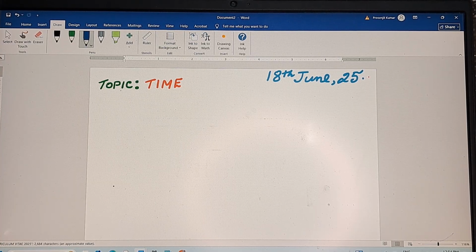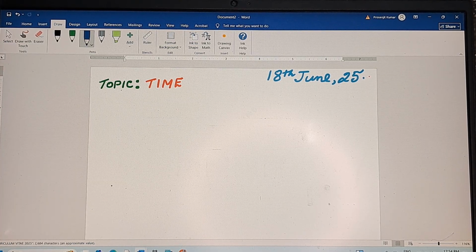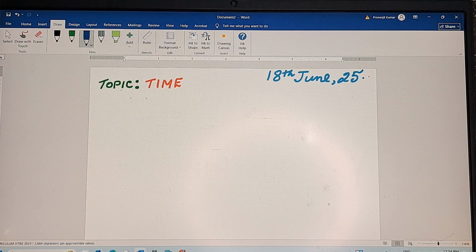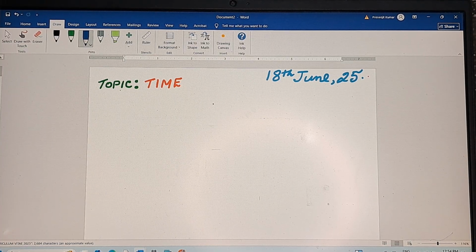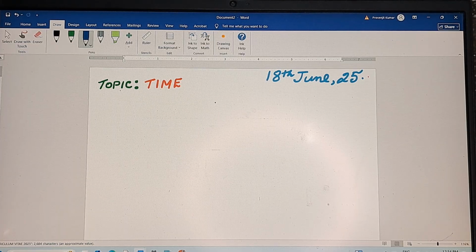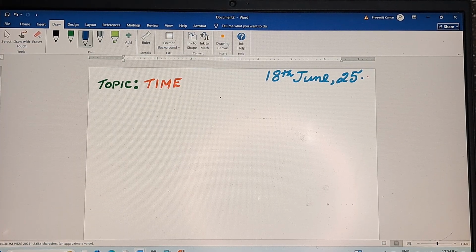So today we will learn about time. Today's topic is time. When we learn time, first we need to know how to draw a clock. So let us draw one clock on the screen.